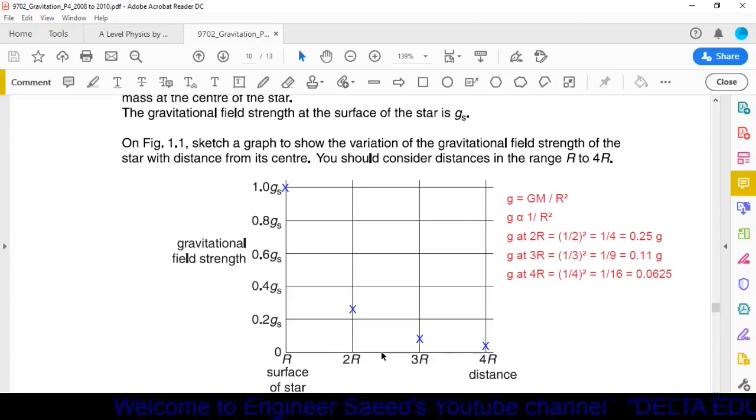Now we have to plot the graph. We have to join all these points and we will get a curve. When we join these points, we will get a curve.